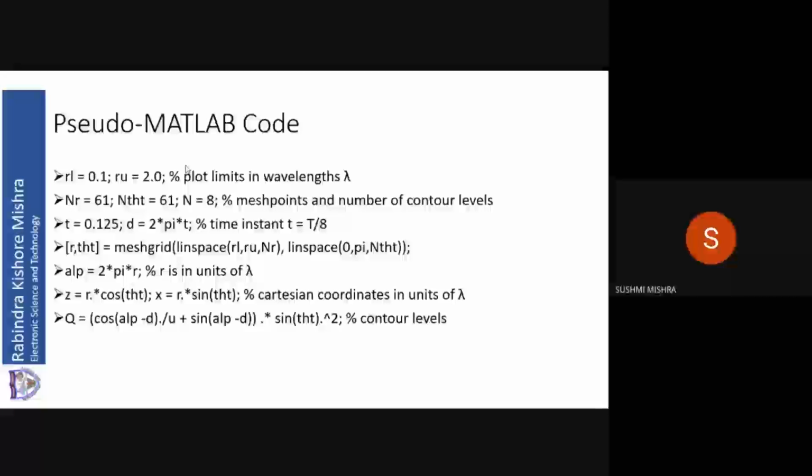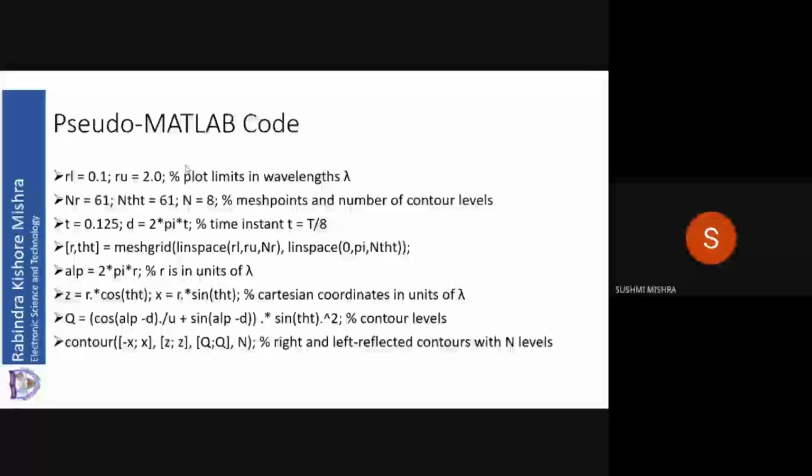Now to plot the contour, write contour of X, Z, Q, and N. X and Z are the limits on x and z, Q is the contour data, and N is the number of levels, which we defined earlier as 8. This is pseudocode; if I write proper code and run it, I will see this.